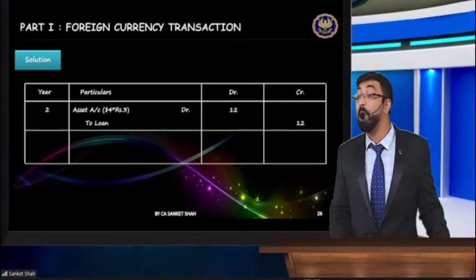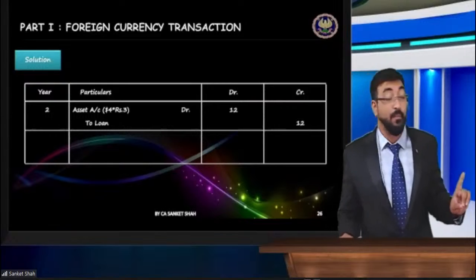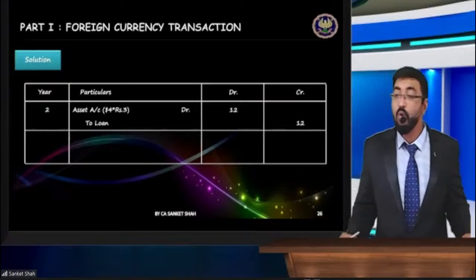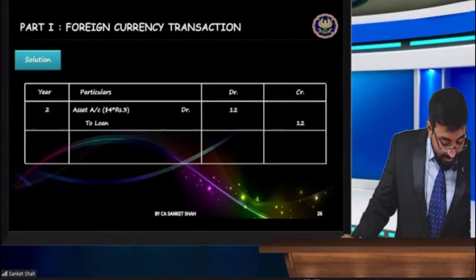Don't record it from the purchase date. 8 rupees is not a loss recorded from the purchase date. We will record it from the first year to the second year. So beta, you are wrong. Who answered rupees 8? Wrong.